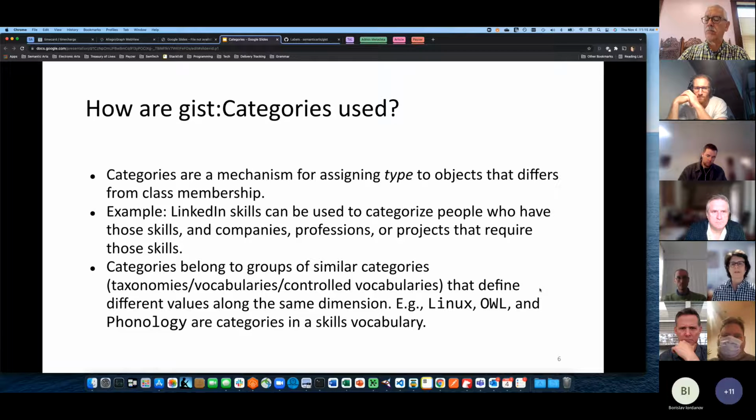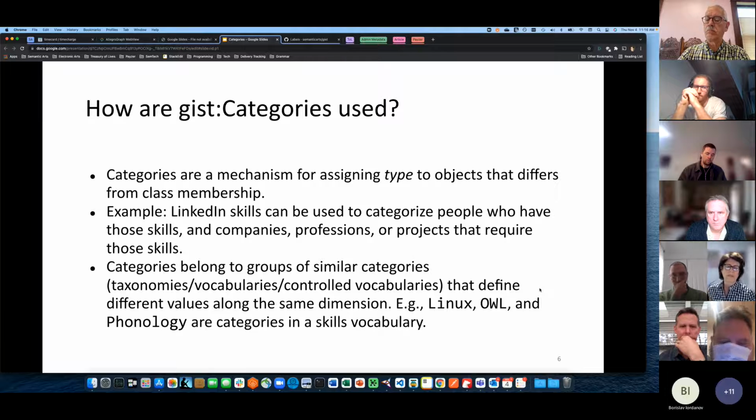So how do we use categories? They're a mechanism for assigning type to objects that differs from class membership. An example is companies like LinkedIn and Indeed and Glassdoor, which have a large number of skills categories that they use to categorize people who have those skills and companies, professions, or projects that require those skills.